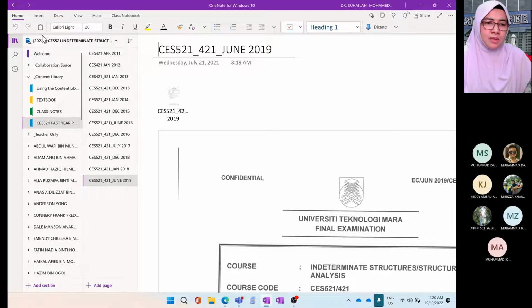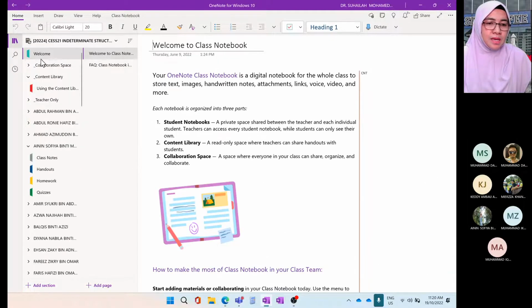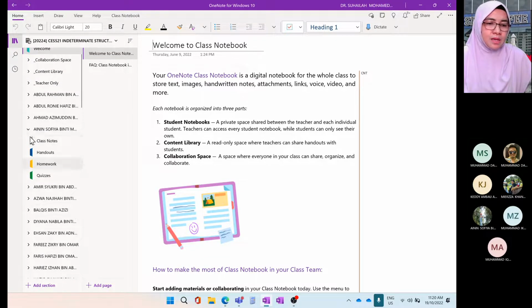You boleh tengok your OneNote under nama 20224, sama nama dengan Teams. So dekat situ you will find all this. Dia ada collaboration space. Lepas tu dia ada content library. You don't have ni, teacher only ni. This is just for teachers, for me. And your folder, so I can access all my students.